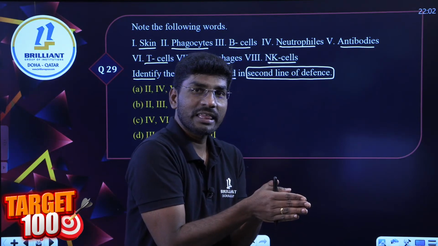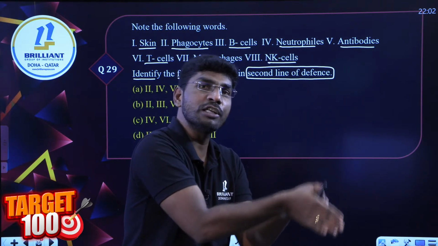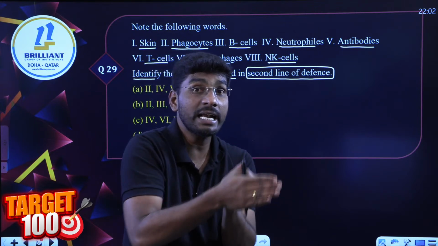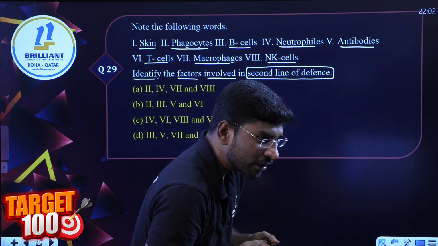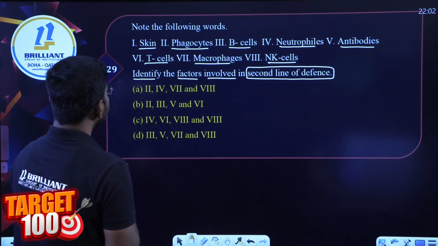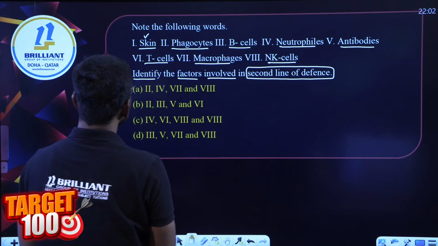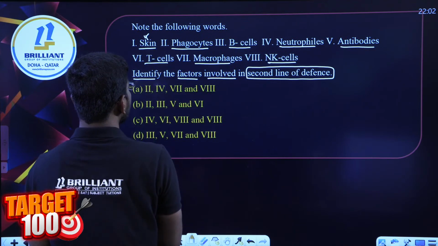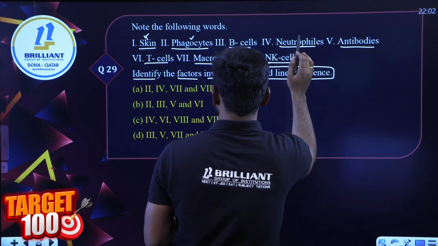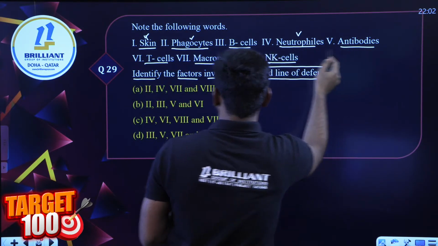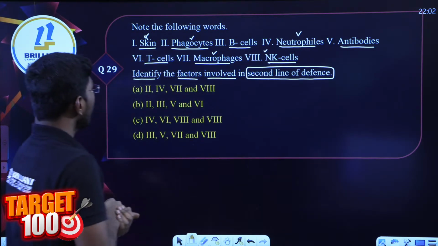First line: skin, saliva, tears, physical and physiological barriers. Second line of defense, any one of you? I will check. Skin, number 1? Skin is the first defense line, I'm sorry. Phagocytes, yes, number 1. Next, neutrophils is there, right? Next, macrophages, NK cells.